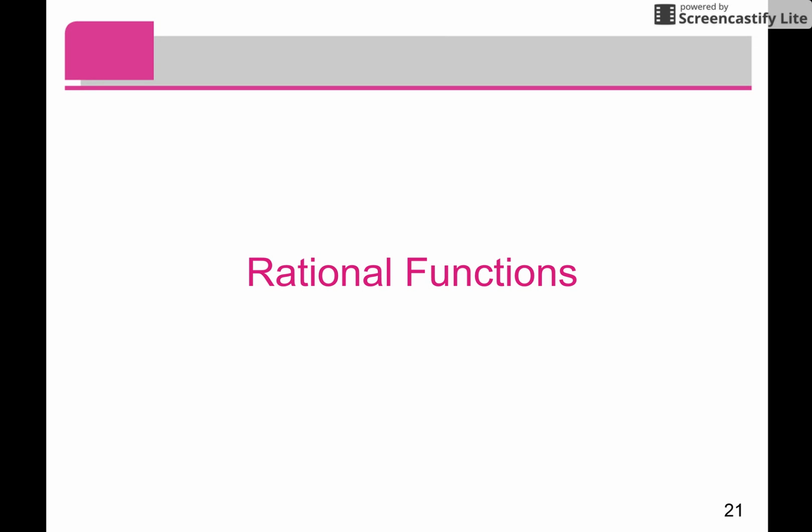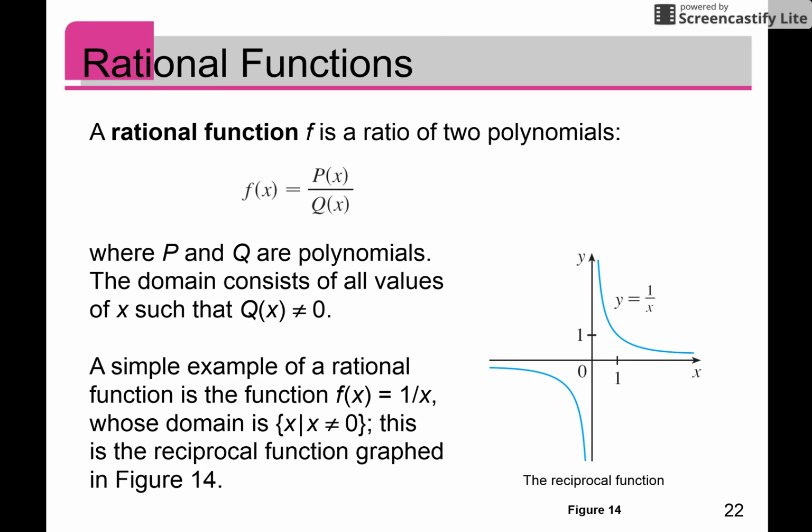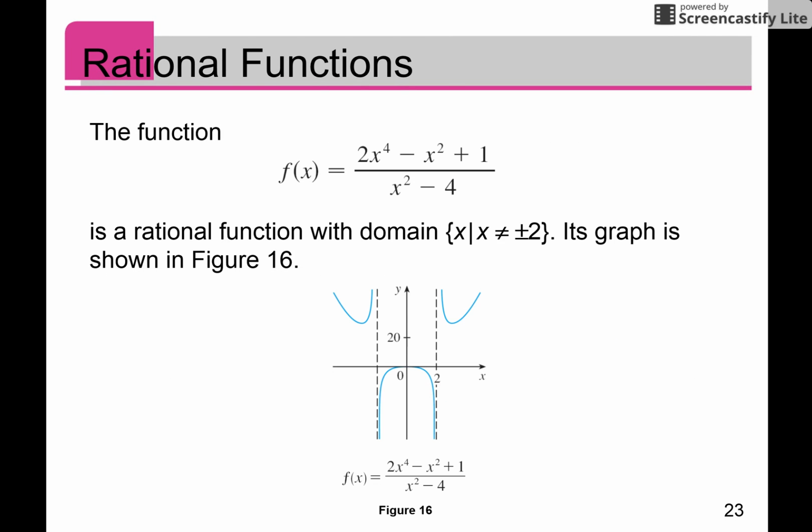Okay. Our next grouping is rational functions. A rational function is any polynomial over a polynomial. The most basic one is 1 over x. It looks like this. We just saw that. Again, know the domain, the range, the basic shape.